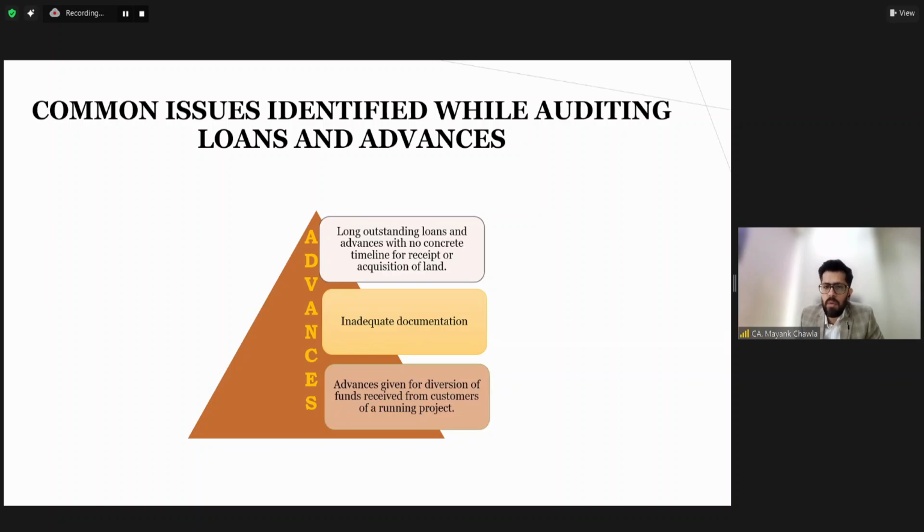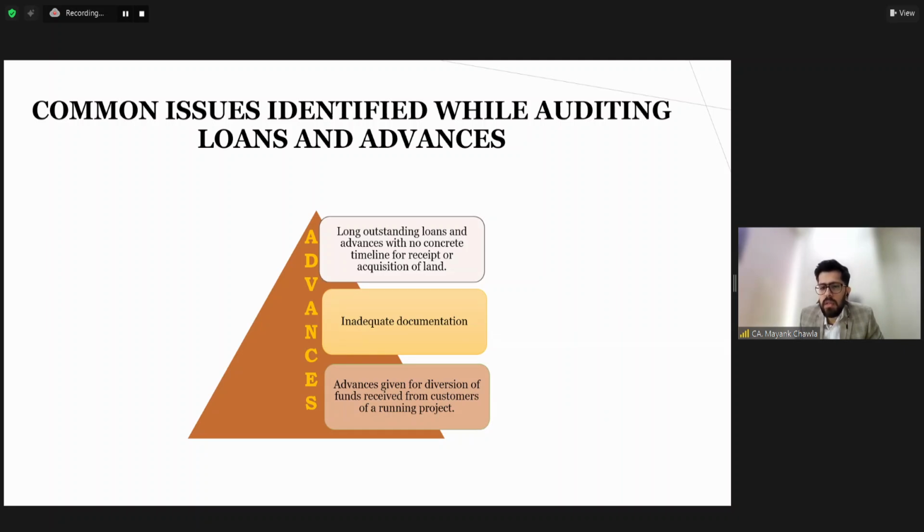Sometimes advances are given without a proper timeline for when a land acquisition deal is going to close, or when the money is going to come back. So those kinds of intricacies are there. Documentation is a big problem, because a lot of times these movements are between related parties, and the documentation level between related parties is not as robust as it is with a third party. So that is also a problem to look upon.